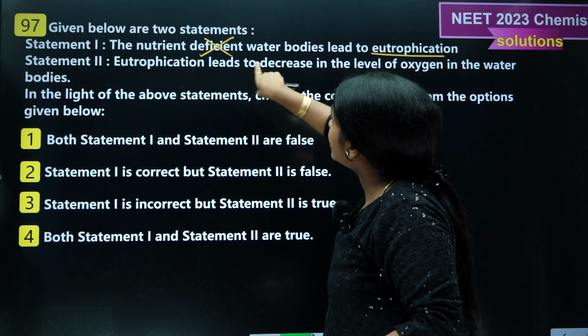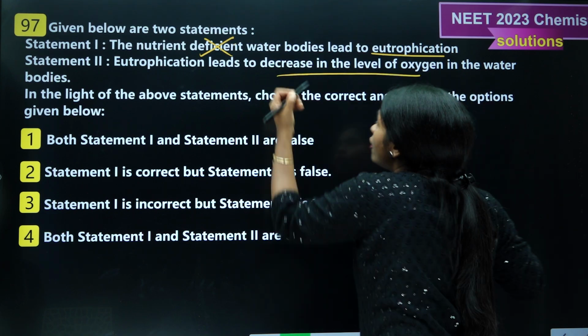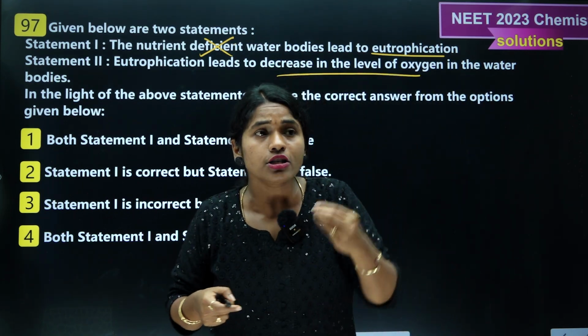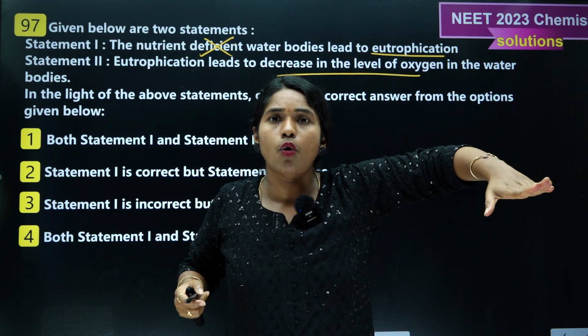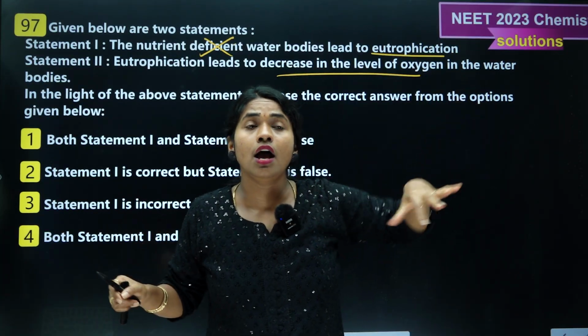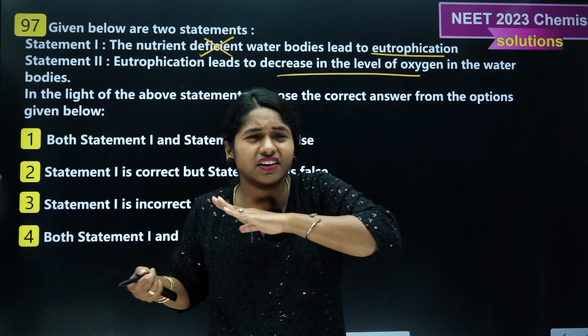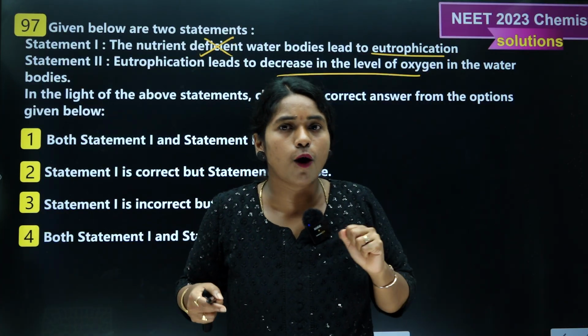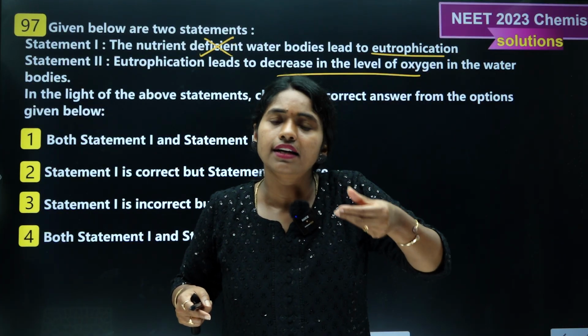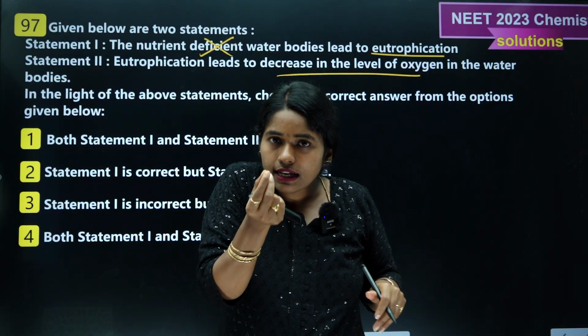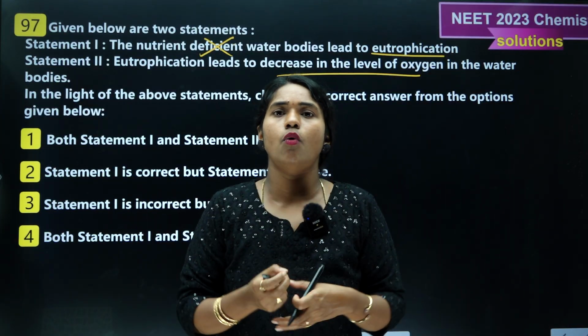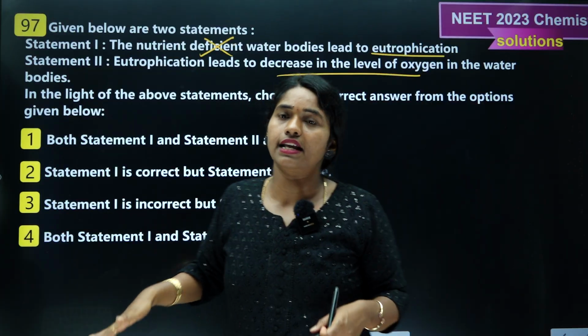So eutrophication leads to a decrease in the level of oxygen in the water, because of this algae layer on the water. You can see that in places where water is stagnant for many days, many months, a green color layer will form on the top of the water. That green color layer is the algae, it consumes oxygen in the water, so that's why the oxygen level decreases.